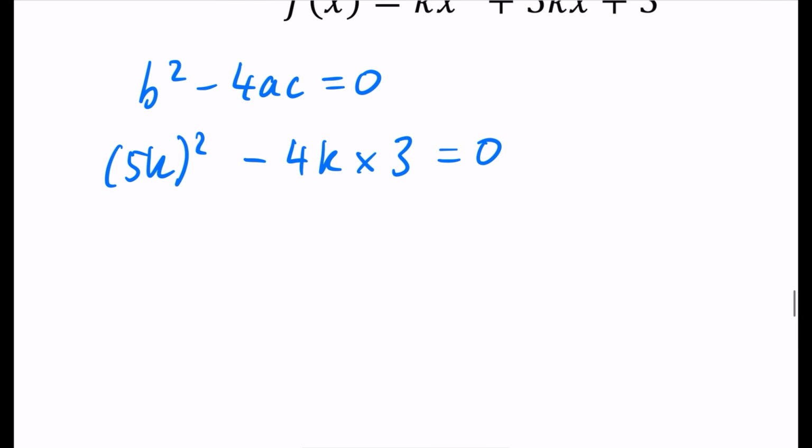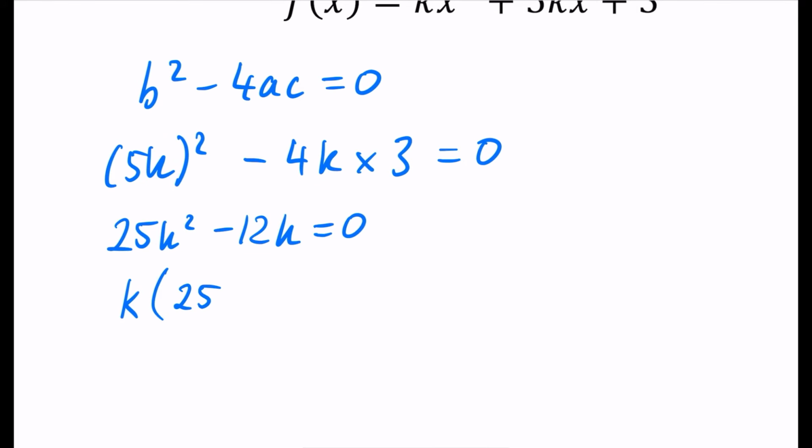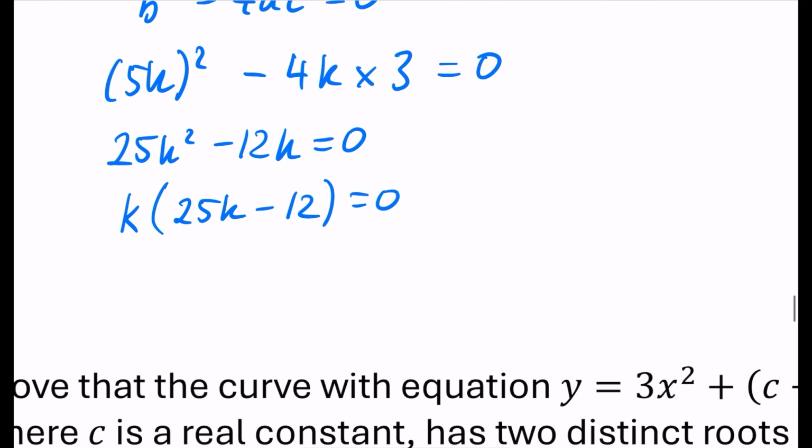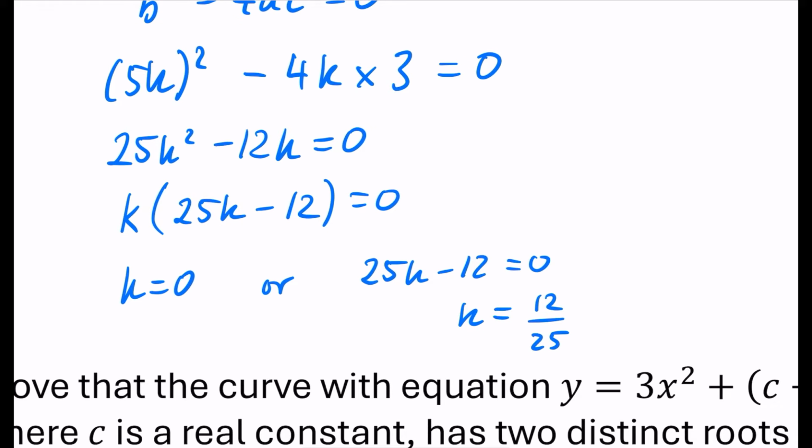Let's zoom in on this. 5k squared, that's 5 squared and k squared, minus 12k equals 0. Now I'm going to factorize this so that I solve this properly, or I could put it on a calculator, I suppose, and I get 25k minus 12, which tells me two things. Either k is equal to 0, or 25k minus 12 is equal to 0. So very easily you can put the 12 to the other side and divide by 25, and we get these values of k equals 0 or k equals 12 over 25.